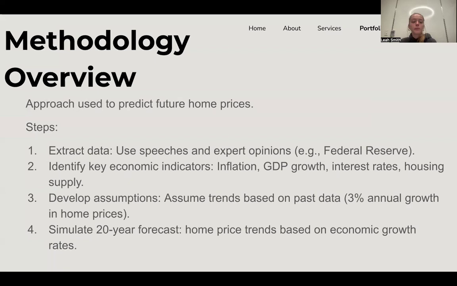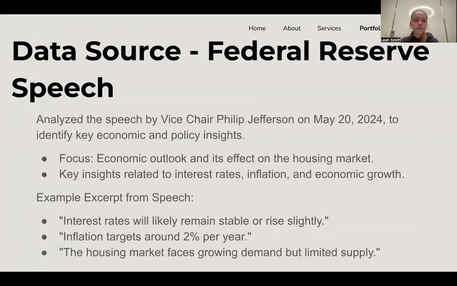Third step was developing assumptions. I assumed trends based on past data with a 3% annual growth in home prices. And then the fourth step was to simulate the 20-year forecast, home price trends based on economic growth rates, and then I put that all in a graph for a better visual.